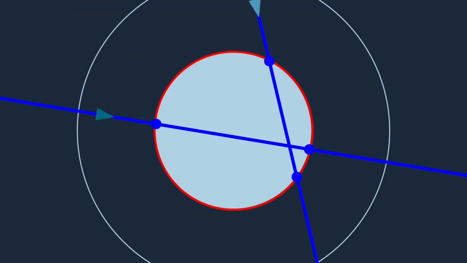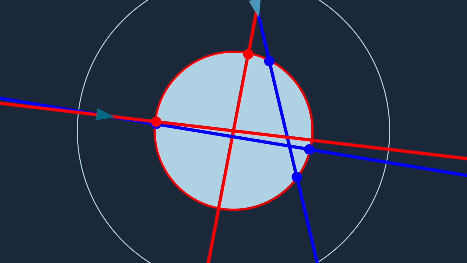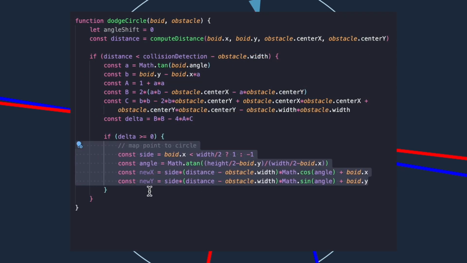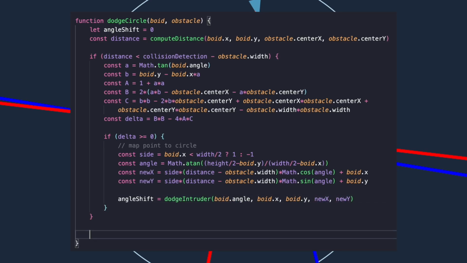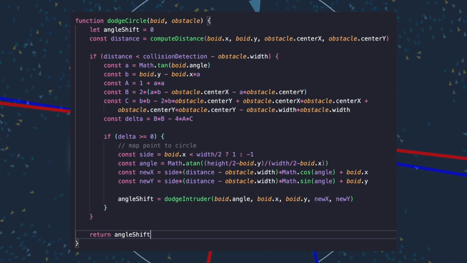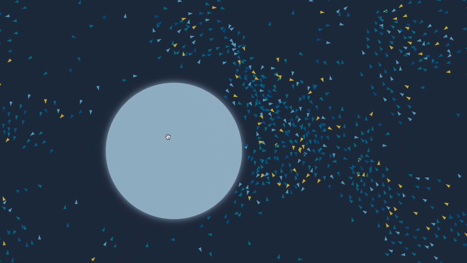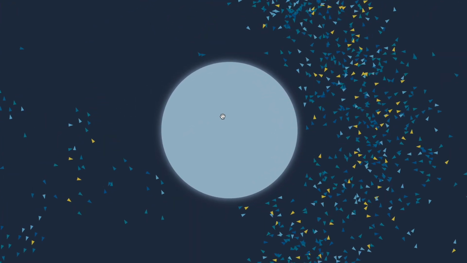Finally, to compute the closest point on the circle, I'll leverage the distance computed earlier, as well as the function I used in my mosaic video to map a point to the edge of a circle. And now I can scare my fish.